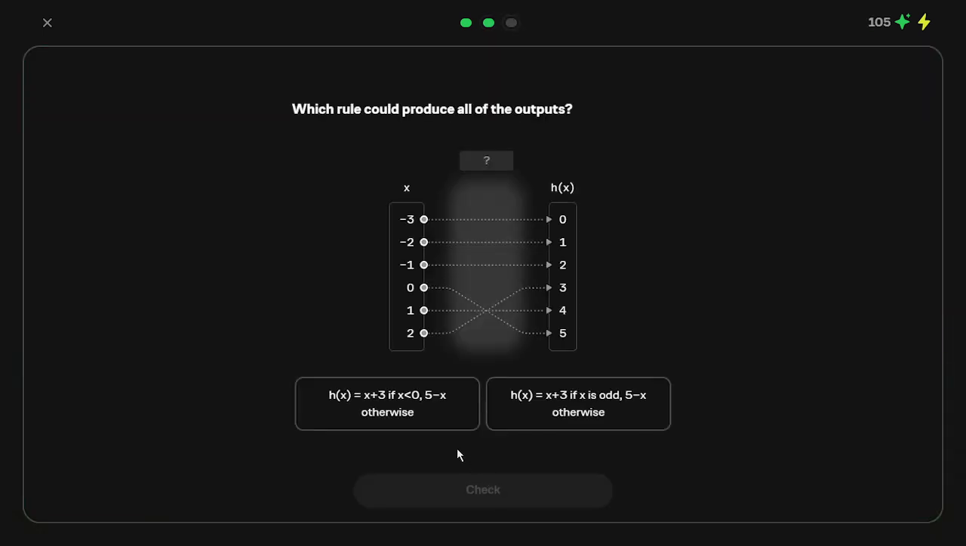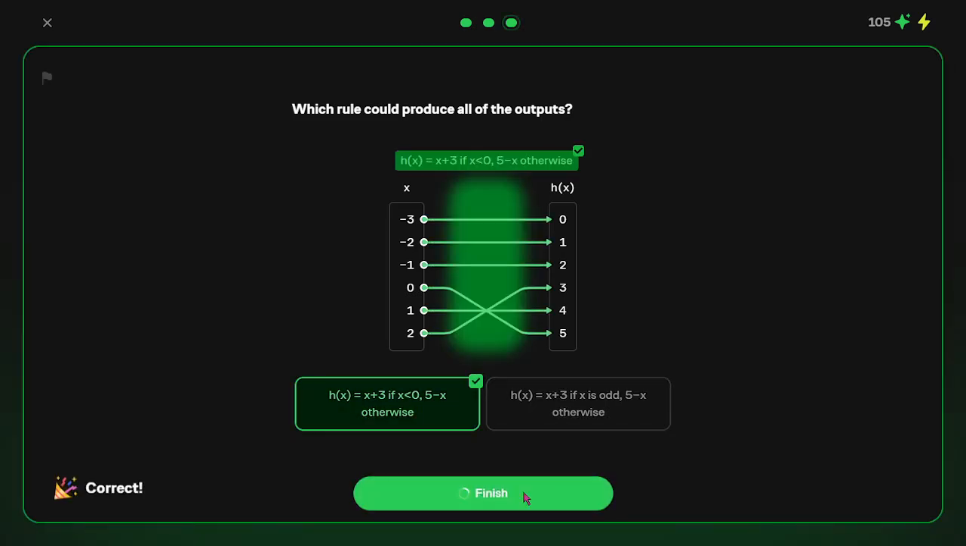Yes. x plus 3 if x is less than 0, 5 minus x otherwise. Okay. So plus 3, okay, that makes sense. And 5 minus x. So 5 minus 0 equals 5. 5 minus 1 equals 4. And yeah, 5 minus 2 equals 3.